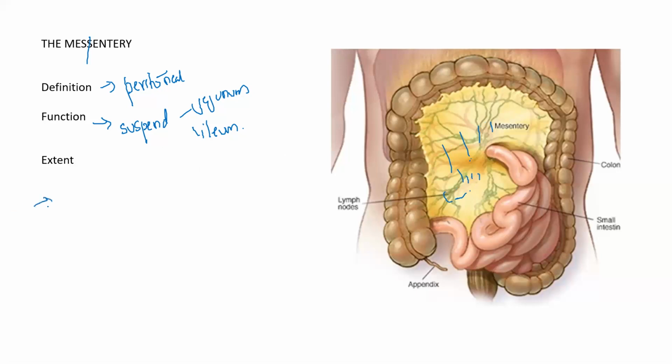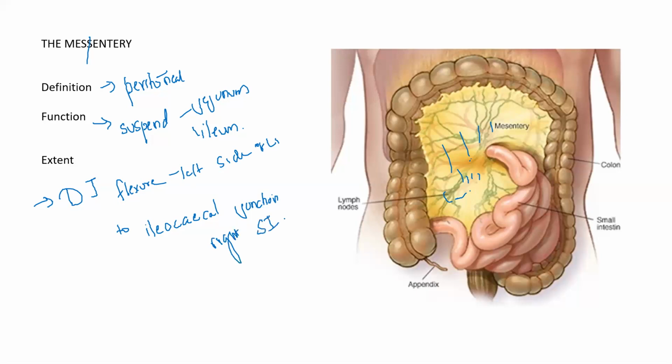Extent of the mesentery from where to where? From the duodenojejunal flexure to the ileocecal junction. Now the vertebral level of this corresponds to the left side of the L1 vertebra, to the ileocecal junction that lies to the right side of the sacroiliac joint. Okay, is it clear? To the left side of L1 vertebra, to the right sacroiliac joint.